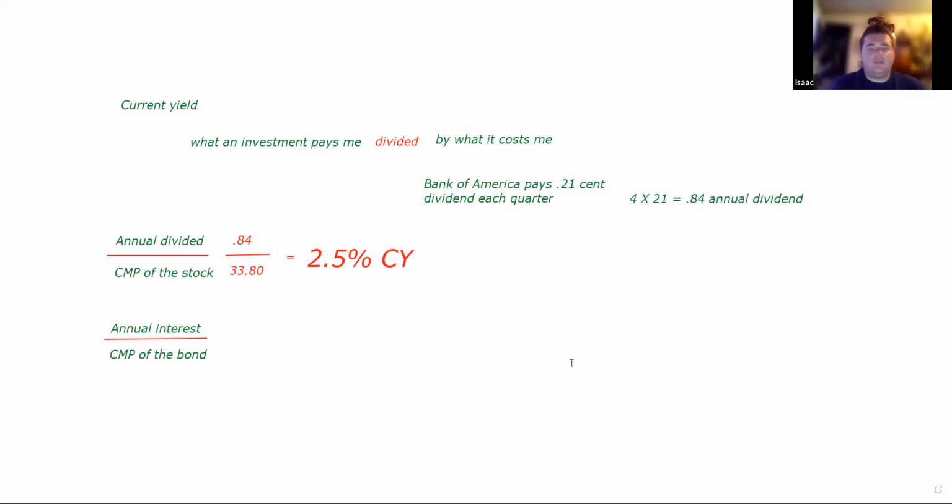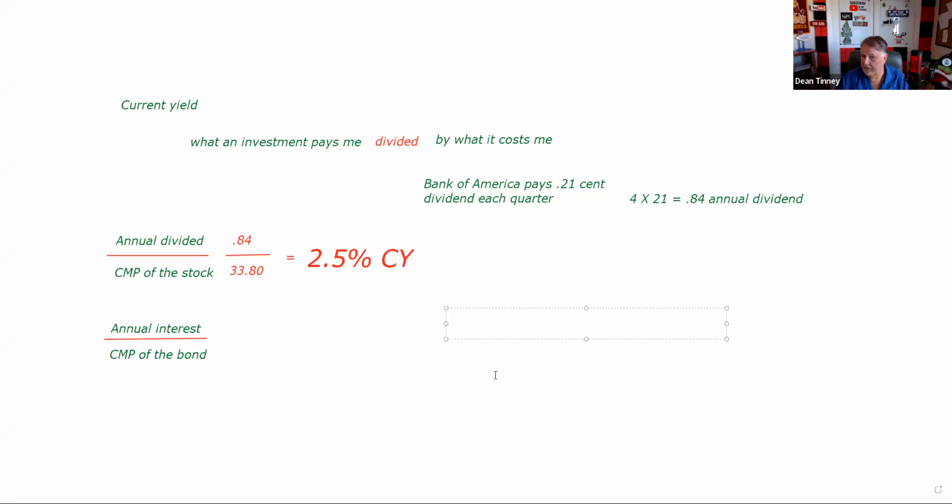Okay, and so right, now let's do a bond. Let's say Bank of America has some bonds out there. And let's say the coupon on the bonds is 6%. So again, first thing we got to be able to do is we got to be able to know what it pays us. And 6% doesn't mean anything. We got to turn that into dollars. So how are we going to turn that into dollars?